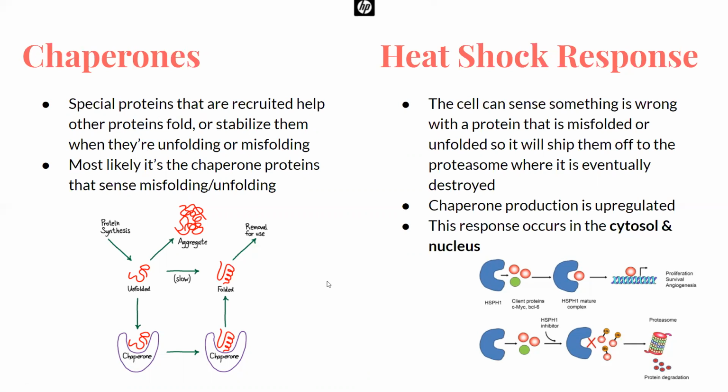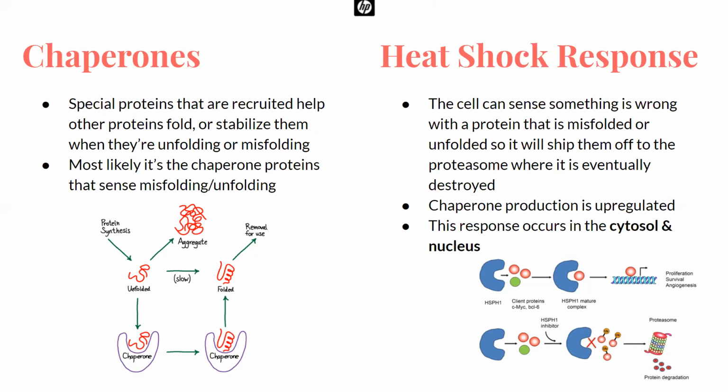We mentioned the two responses. The heat shock response is the first one we'll talk about. This is the one that occurs in the cytosol and the nucleus. I wish I had an easier way to help you remember that, like a mnemonic. If someone wants to come up with one, that'd be great, but I don't. Just try to remember that cytosol and nucleus happens in the heat shock response.